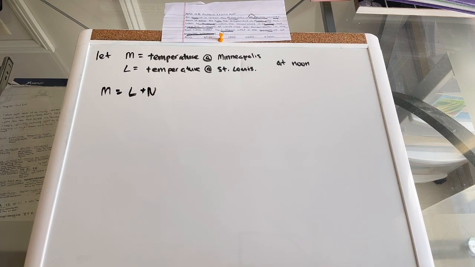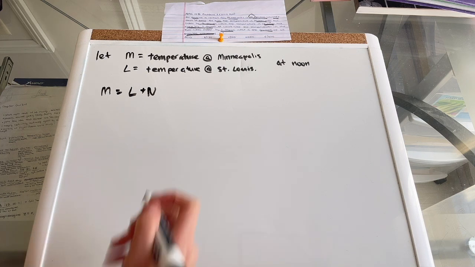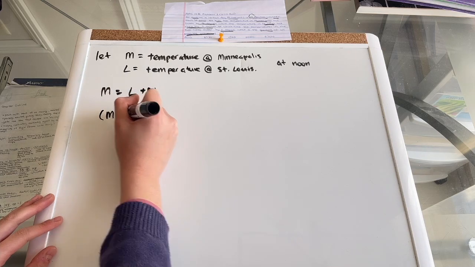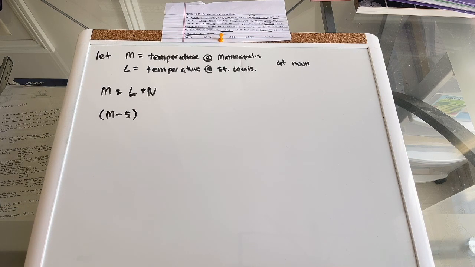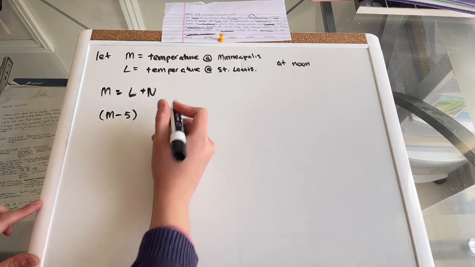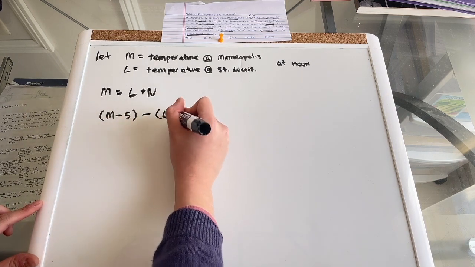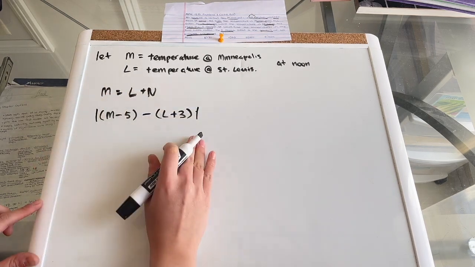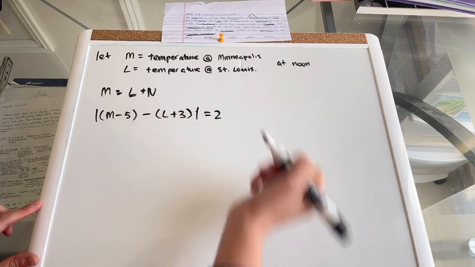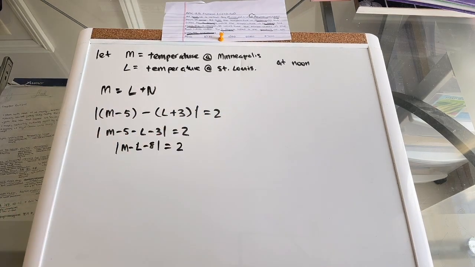At 4 o'clock, we can write another equation. So it says at 4 o'clock, the temperature at Minneapolis has fallen by 5 degrees. So that will be m minus 5. And then it says the temperature at St. Louis rose 3 degrees. At this time, the two temperatures differ by 2 degrees. So one of these minus the other, which would be L plus 3, the absolute value, because we don't know which one is greater, this equals 2. Now we simplify. And then we get m minus L minus 8. That absolute value is equal to 2.